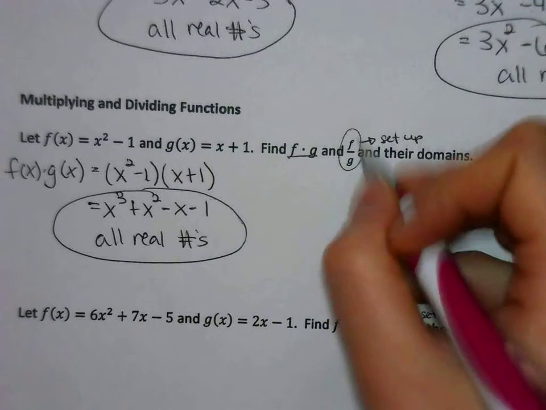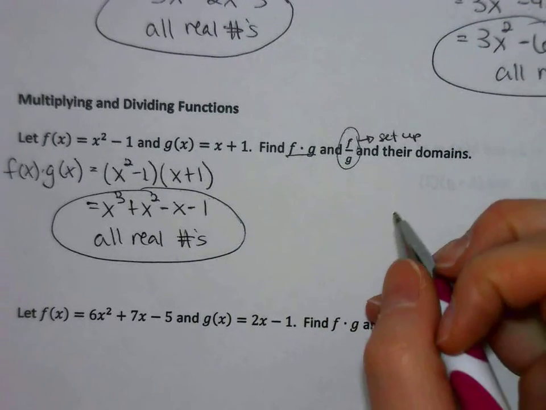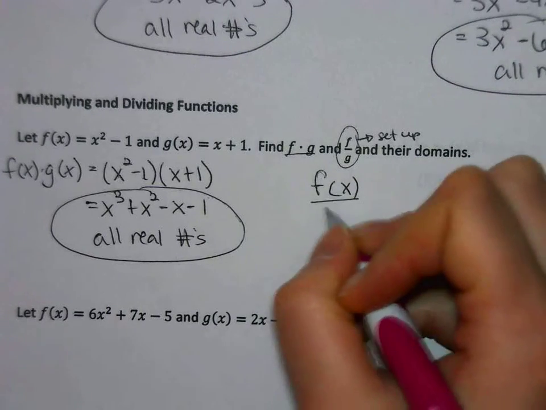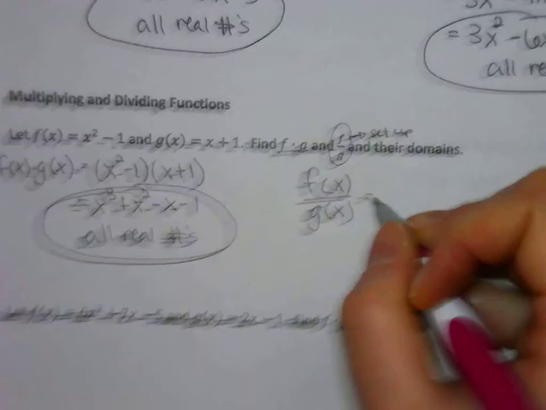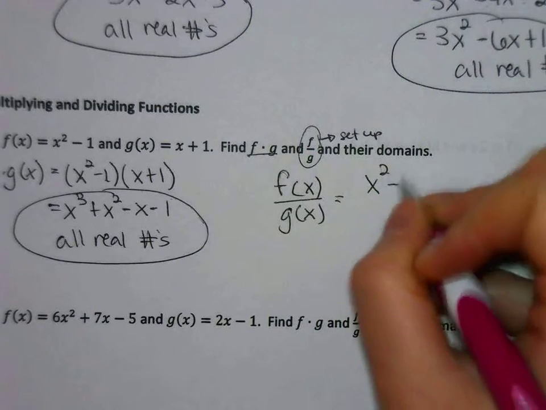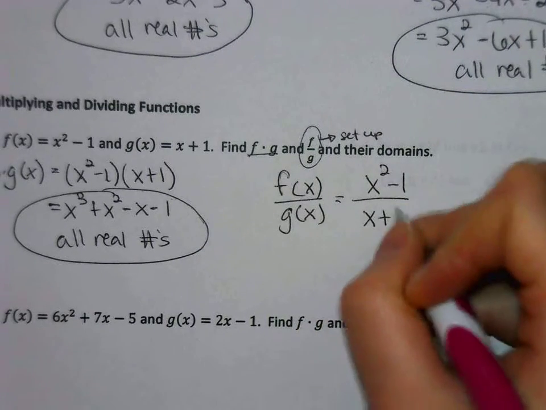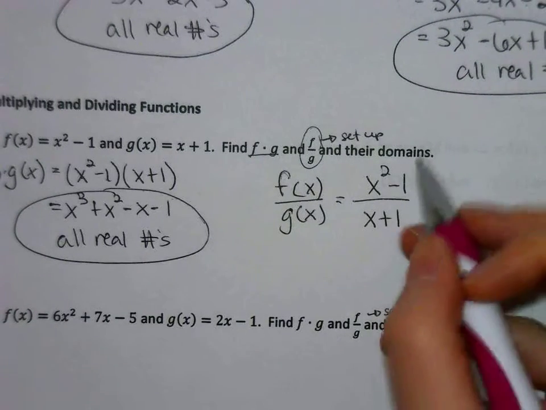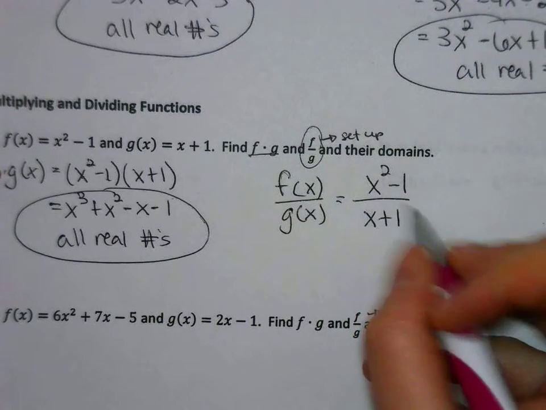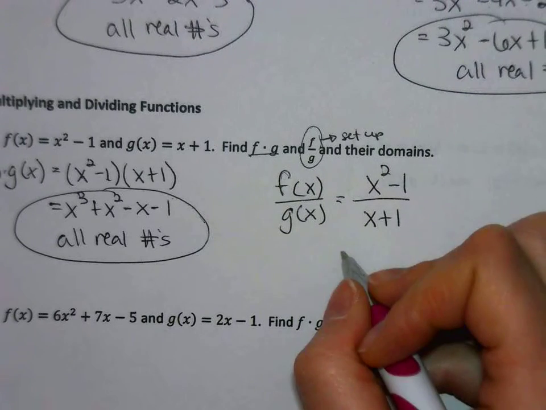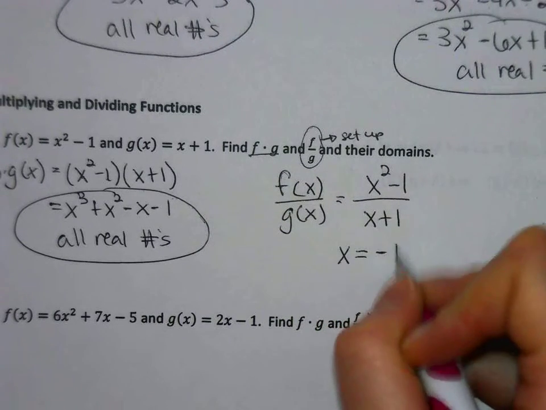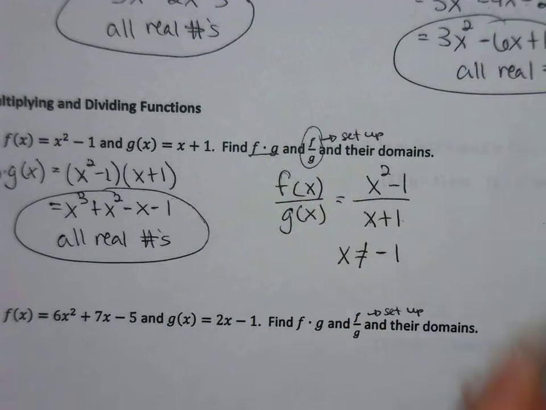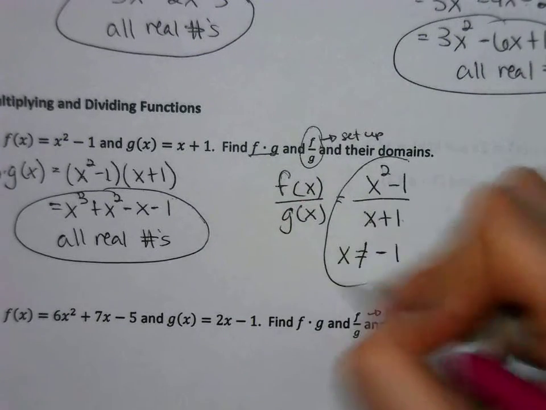Now if we look at f divided by g, we're just going to set this one up. It would be the same as f of x divided by g of x. And that's x squared minus 1 divided by x plus 1. Now for the domain, we can't have our denominator be 0. The only way that happens is if x equals negative 1, because negative 1 plus 1 is 0. So x cannot equal negative 1. So those are our answers.